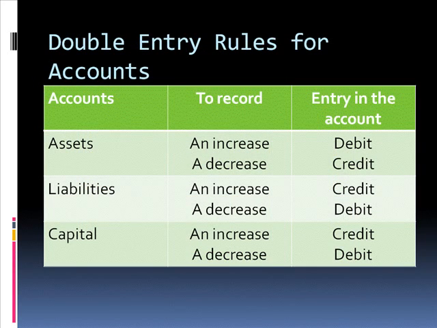Now the double entry rules for accounts are as follows. There are three categories that we look at here: assets, liabilities, and capital. When there's an increase in an asset, make a debit entry in the account. When there's a decrease in an asset, make a credit entry in the account. Liabilities now. Whenever liabilities increase, make a credit entry in the liability account. When a liability decreases, make a debit entry. When capital increases, you make a credit entry. When capital decreases, you make a debit entry.